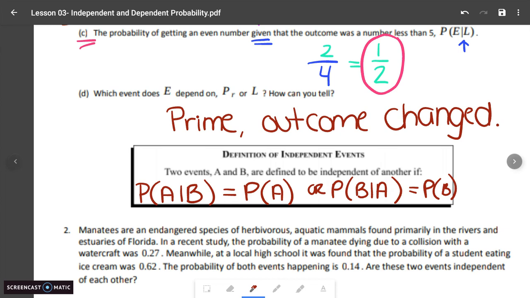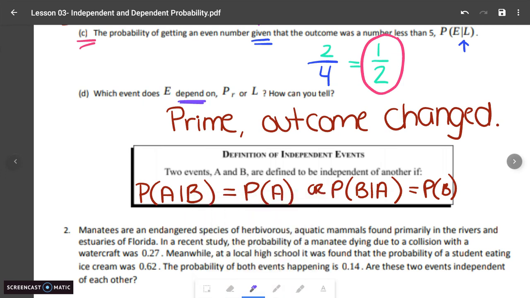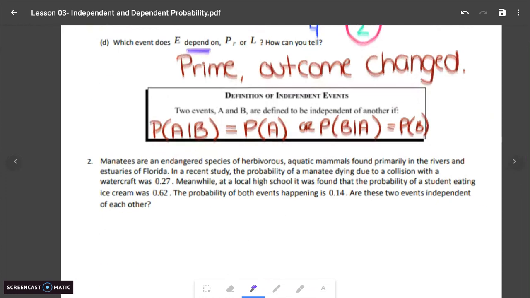Okay? But something that I don't necessarily love is that the Regents words this as "depends on." Now, usually they will use questions that could show dependence, but sometimes we can't really show dependence. And I'm going to explain that a little bit more in question 2 here.